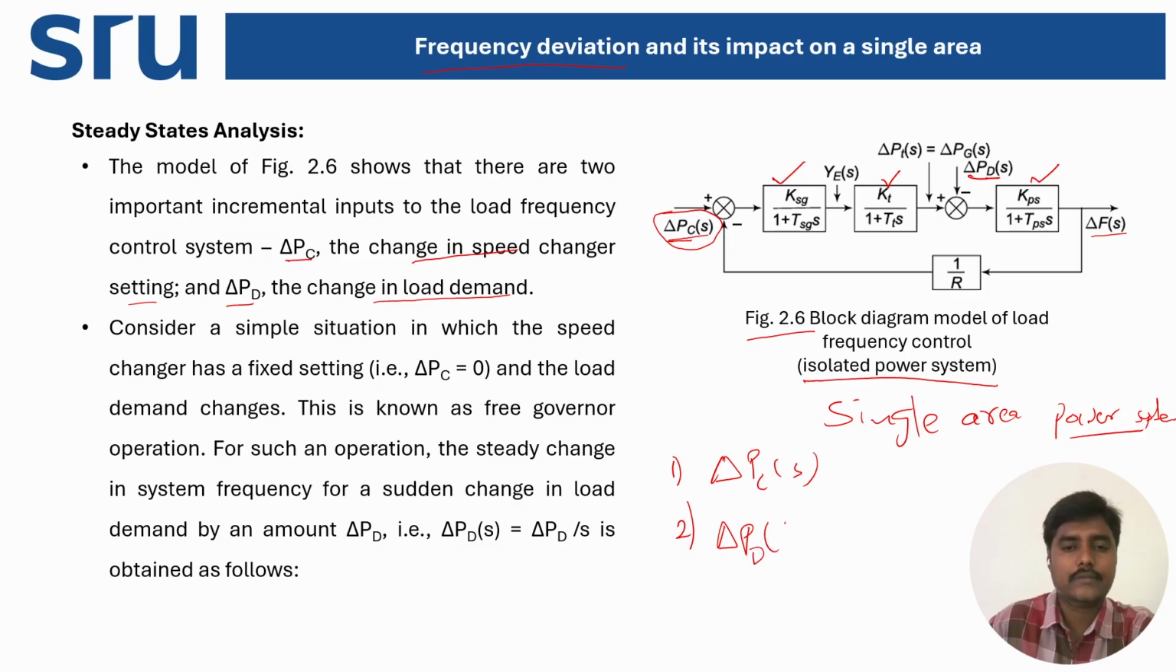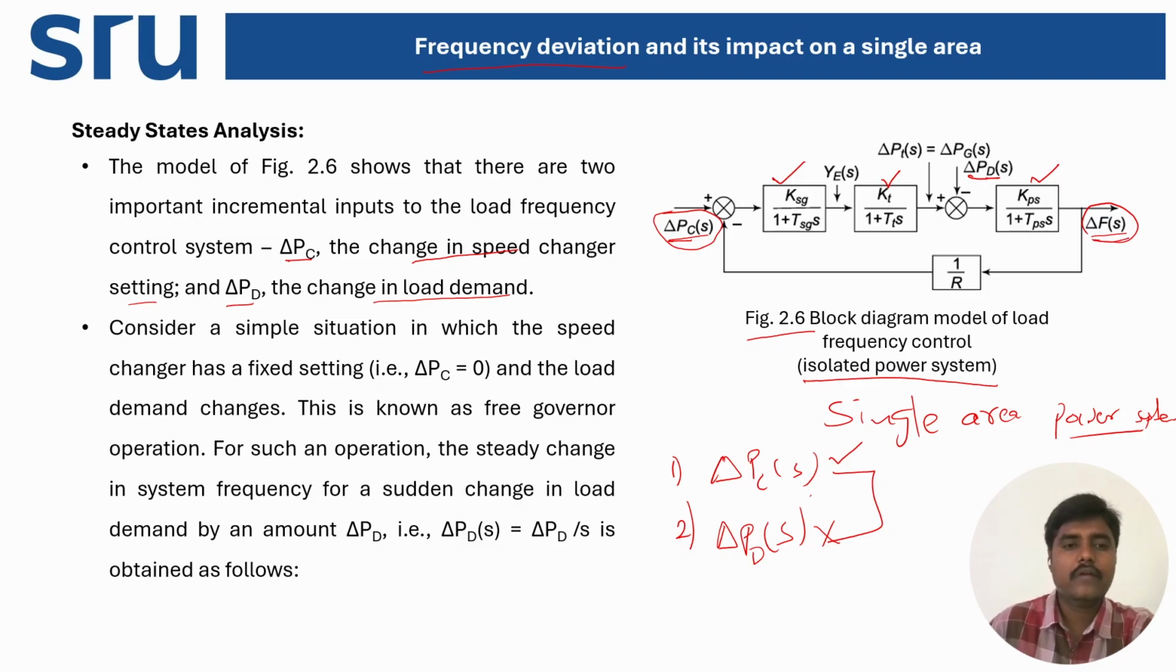The one more input in this block diagram is delta Pd of S. To get the response delta F of S for these two inputs, I'm going to make use of the superposition theorem, which we use in solving multi-source networks or circuits. Here we have two inputs, delta Pc of S and delta Pd of S. So what we can do is consider any one input at a time and deactivate the other input. Then we'll try to derive the equation for the output frequency response.